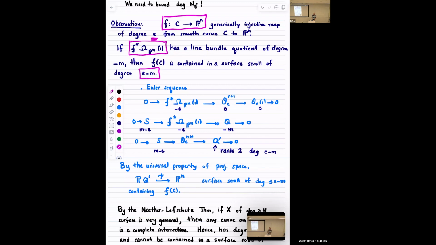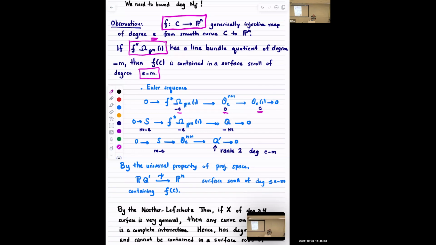What you do is, you have the usual Euler sequence. So, the cotangent bundle of Pn sits in the Euler sequence, right? So I have the pullback of OPn(1) that maps to O_C^(n+1), that is, n plus 1 copies, and then I get O_C(1) as the quotient. And now we can compute all the degrees. So, this has degree e, this has degree 0, then this has degree minus e.